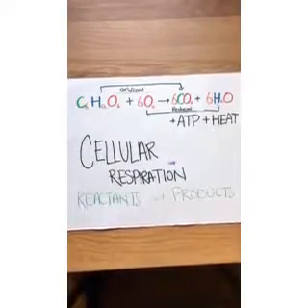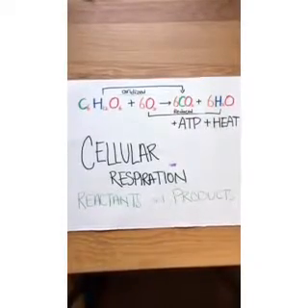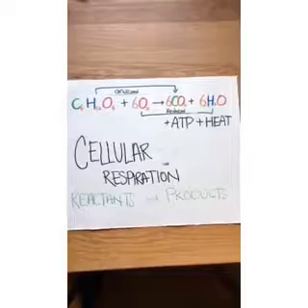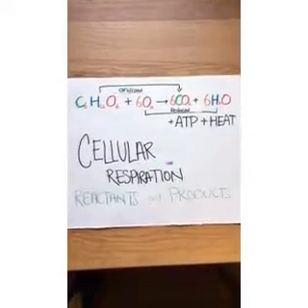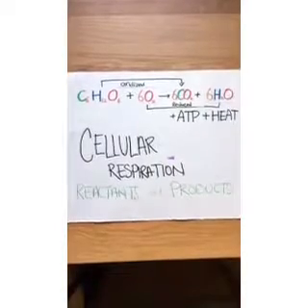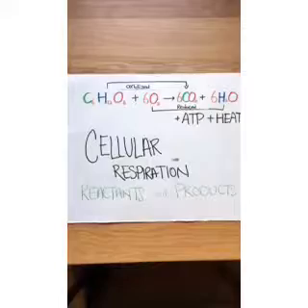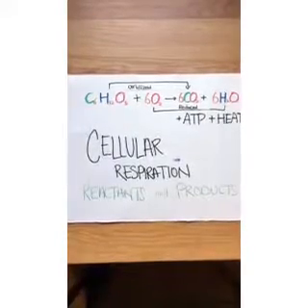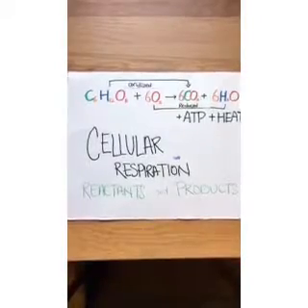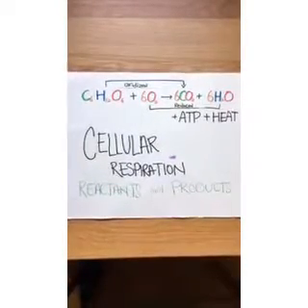Here we have the equation of cellular respiration. C6H12O6 plus 6 O2 yields 6 CO2 plus 6 H2O plus ATP plus heat. These are the reactants and the products of cellular respiration. The hydrogen of glucose is oxidized to 6 carbon dioxides, and the oxygen is reduced to 6 H2Os as a product.